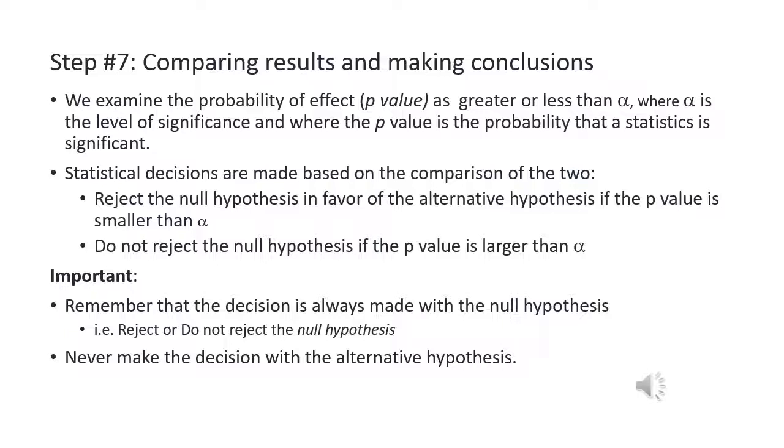It's important to realize that you are making your decisions based on rejecting or not rejecting the null hypothesis. So you reject or do not reject the null hypothesis. Never make the decision with the alternative hypothesis. And this has to do with the types of error that we'll be talking about shortly.